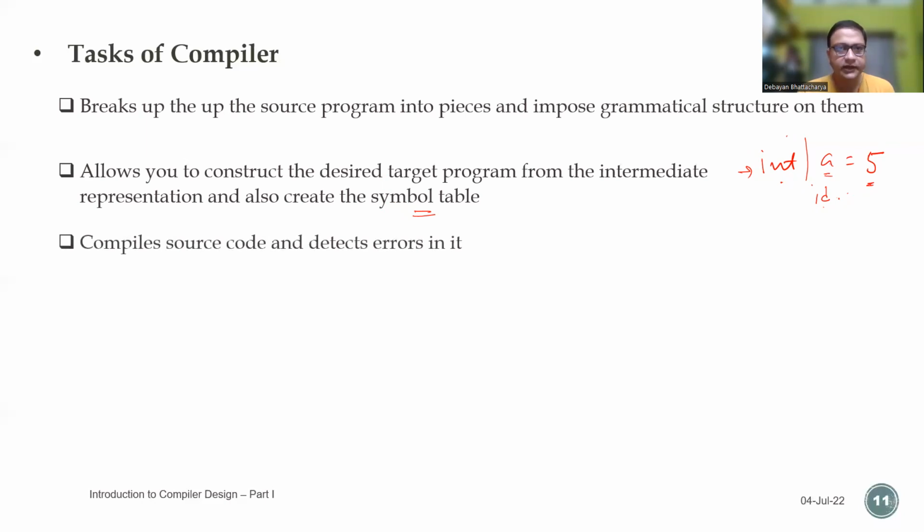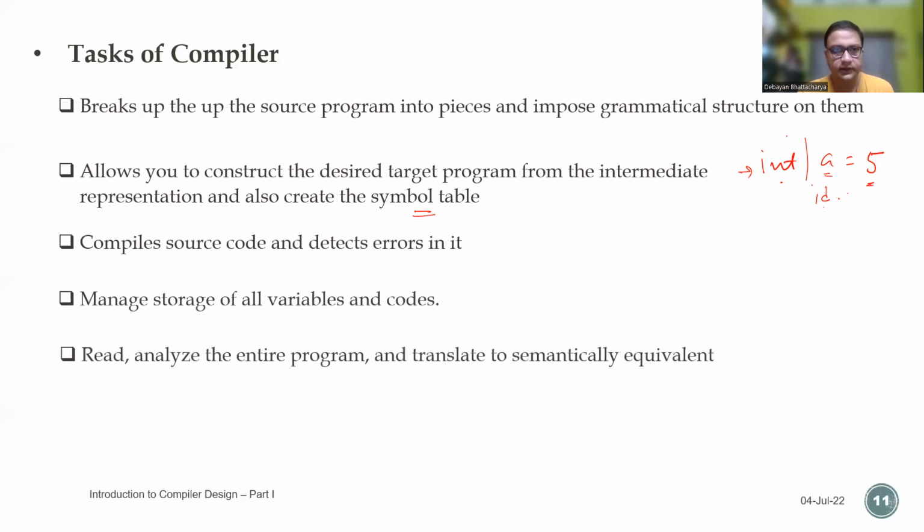The third one: compiles source code and detects errors in it. Obviously, the compiler is mainly responsible for detecting whether any kind of syntactical or semantical error exists or not. Manage storage for all variables and codes. Read, analyze the entire program and translate it into a semantically equivalent form.